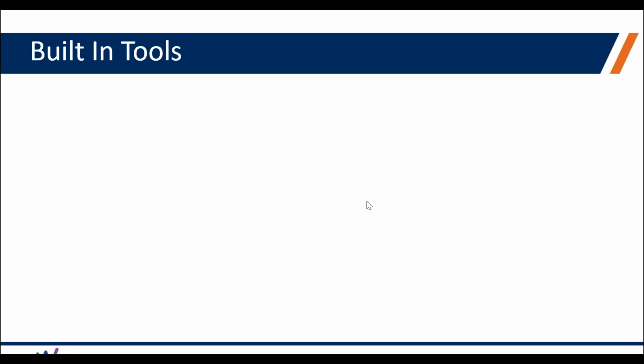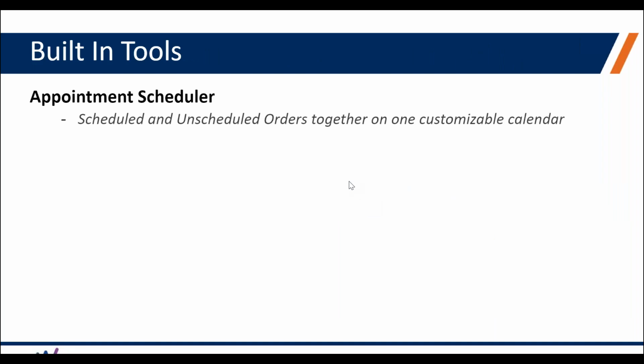Awesome. So now we're going to talk about some built-in tools that we have. The first one that we want to focus on is our appointment scheduler. The appointment scheduler is going to allow you to see scheduled and unscheduled orders together on one customizable calendar. And the reason why we say one customizable calendar, which is going to be part of our hidden gems, is that you can customize it for each employee that's going to be using that screen. So each user can see different options and different default options that they want to set.